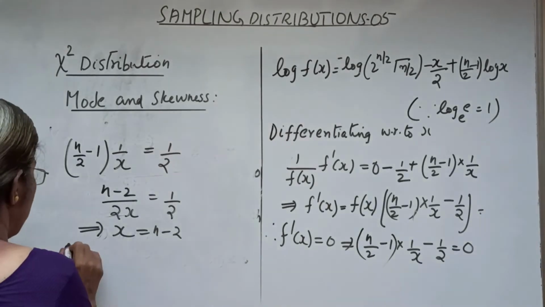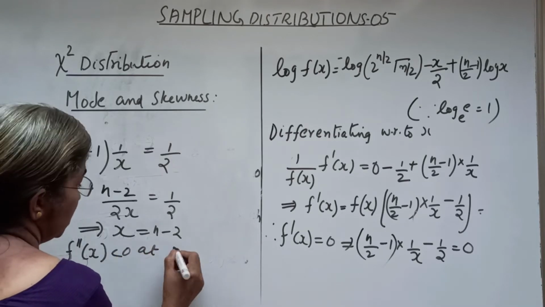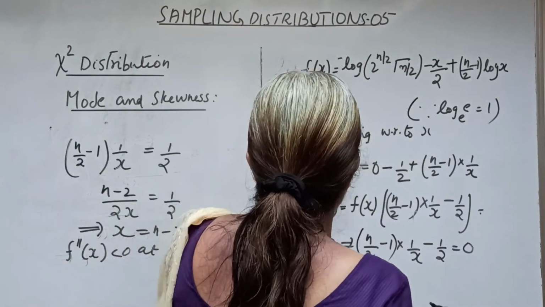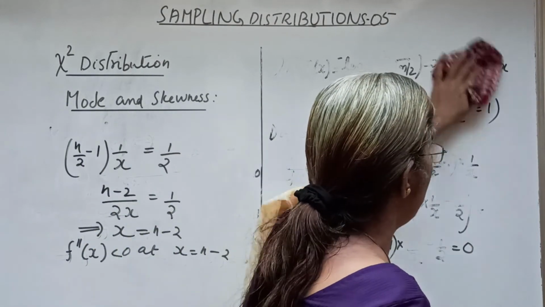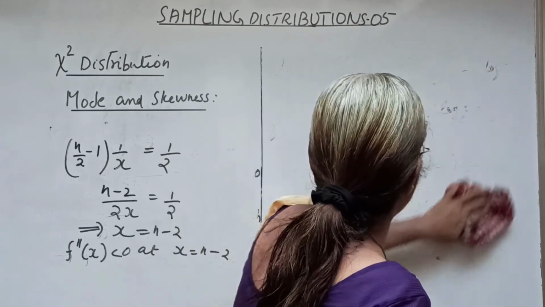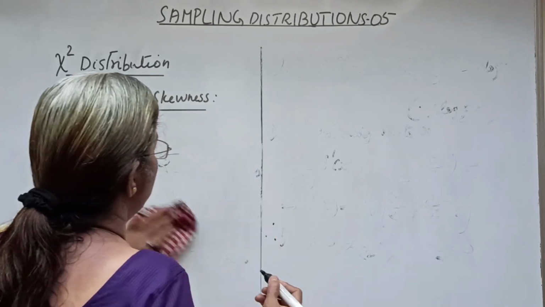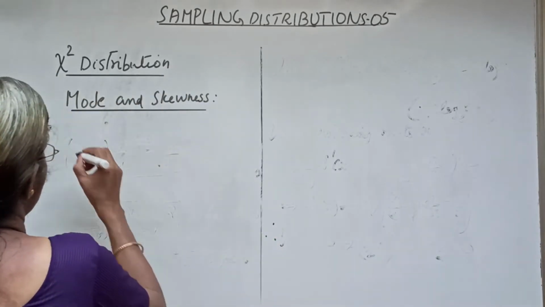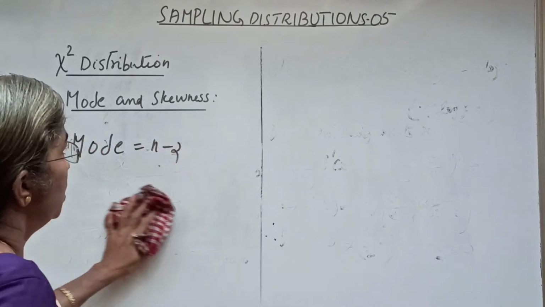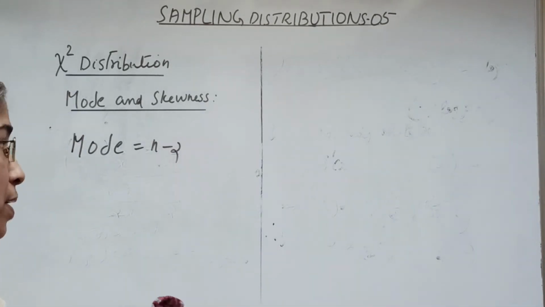And we can show f double dash is less than 0 at x equal to n minus 2. That is, we obtain mode equal to n minus 2.